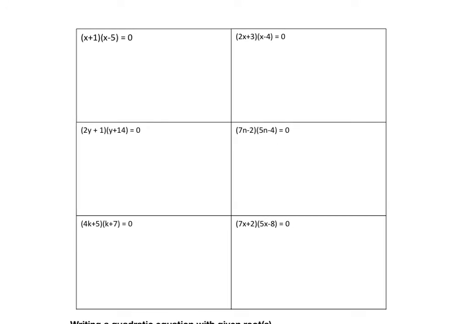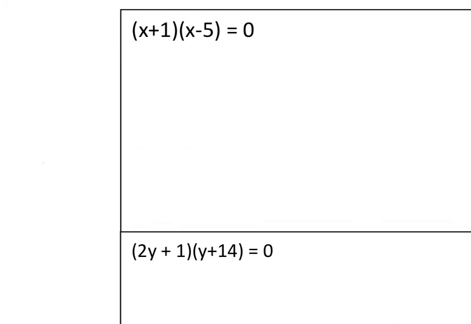So here you'll see other examples of using the zero product property. And one more time, all you do on it is you take both pieces and you set them equal to 0 and you solve.